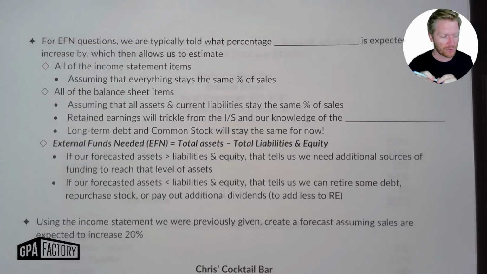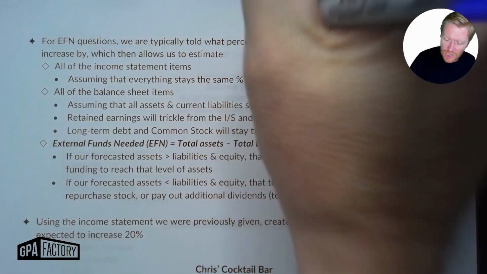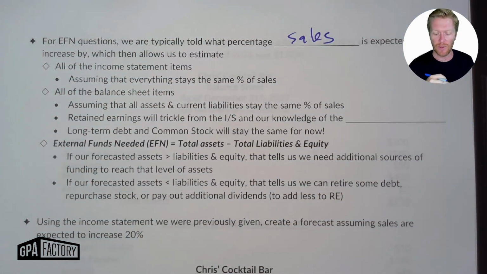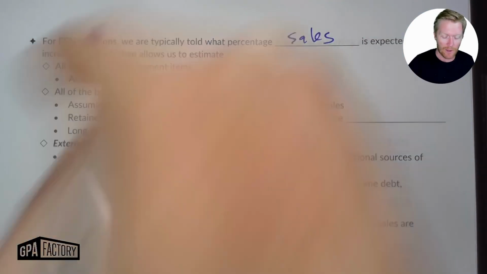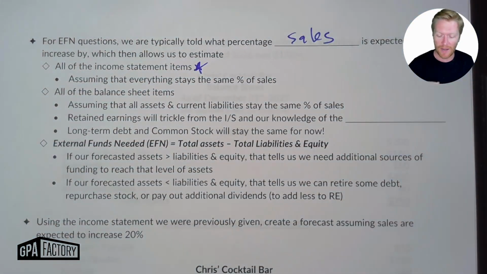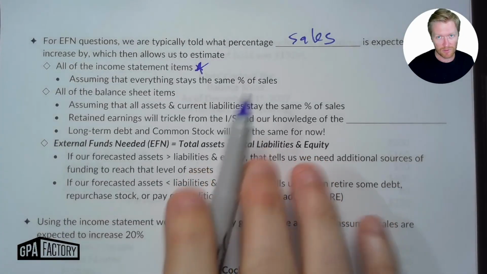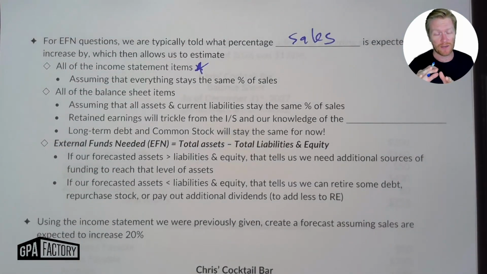Okay, for EFN questions, we're typically told what percentage sales is expected to increase by, which then allows us to estimate a lot of different things. So it's going to allow us to estimate all of our income statement items, assuming that everything stays the same percentage of sales. So like if sales increase by 20%, we could just multiply by 1.2. And we can then multiply everything else by 1.2 as well, because everything stays that same percentage of sales.